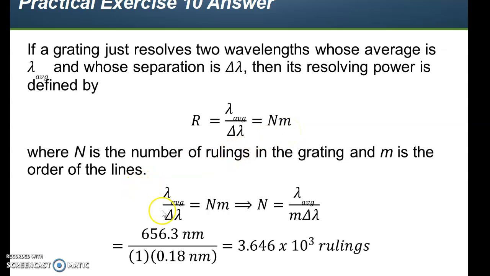Okay, so lambda average over delta lambda equals N m, which means N equals lambda average over m delta lambda. Here we want m to be 1, right? This is your average wavelength of the two, 656.3 nanometers. Your difference between them is 0.18 nanometers. That's their separation. And so you need 3.646 times 10 to the third rulings, right? 3,646 rulings in order to be able to separate those two.